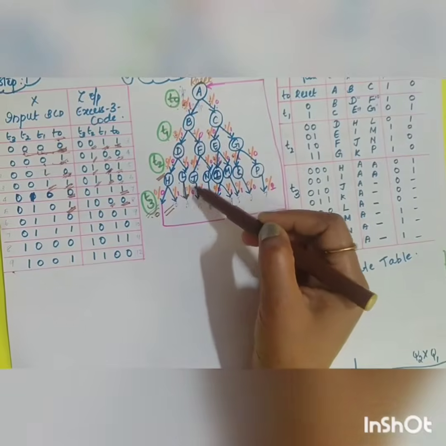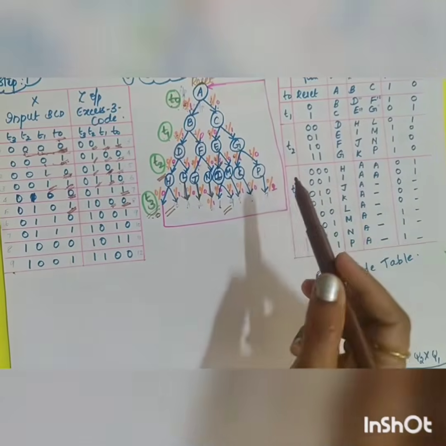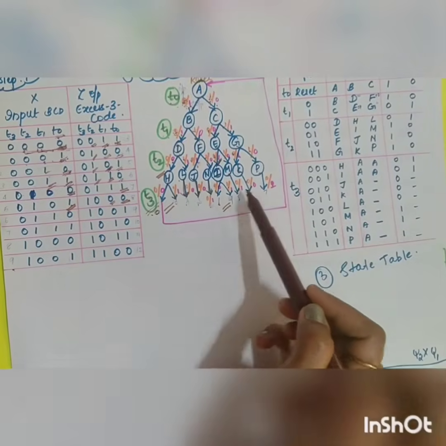All the remaining will take only one value. Okay, that is the specialty of your last instant T3. Same way you have to proceed. How will you find the output?